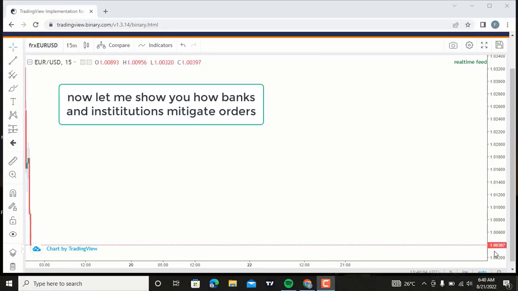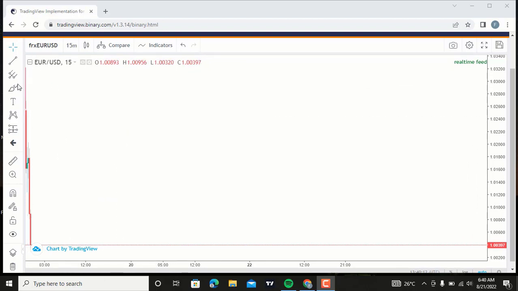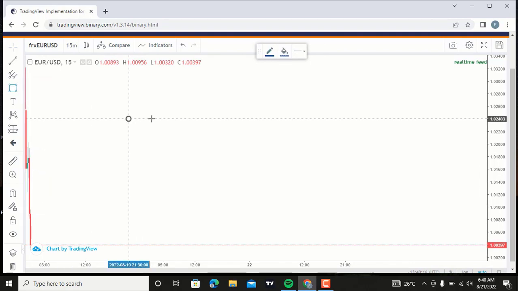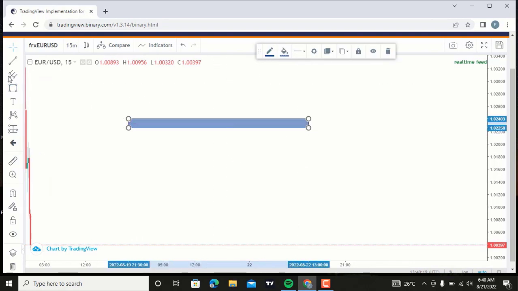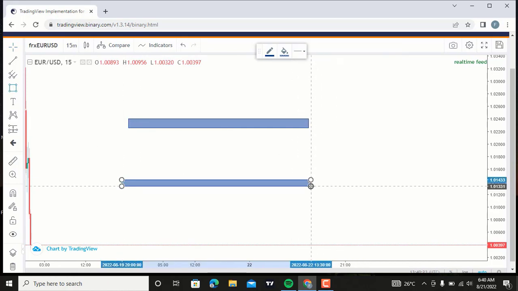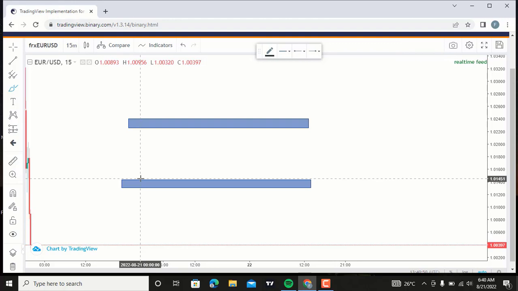Let's take this example. Let's talk about a resistance zone now. Assuming we have a resistance zone here, and then we have maybe a support here. You know that mitigation is a way for banks to get out of their negative orders without actually taking losses, or let's say getting out of their losing trades at break even.